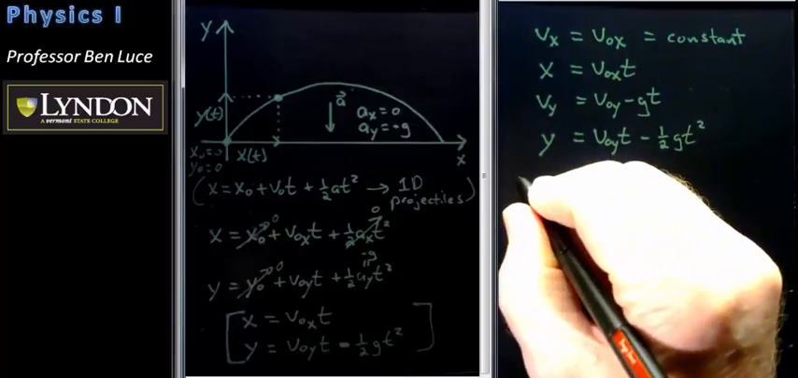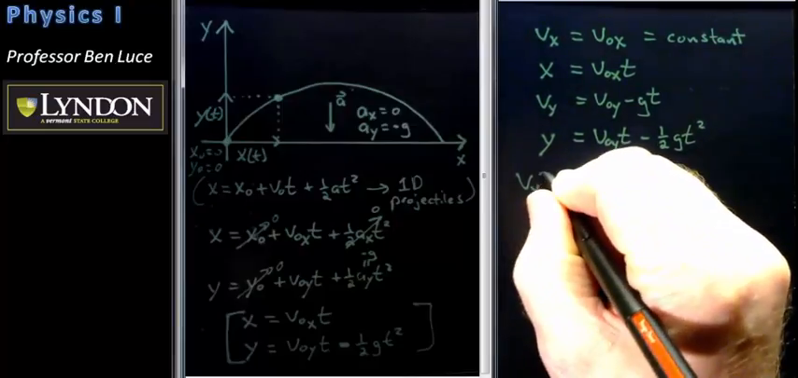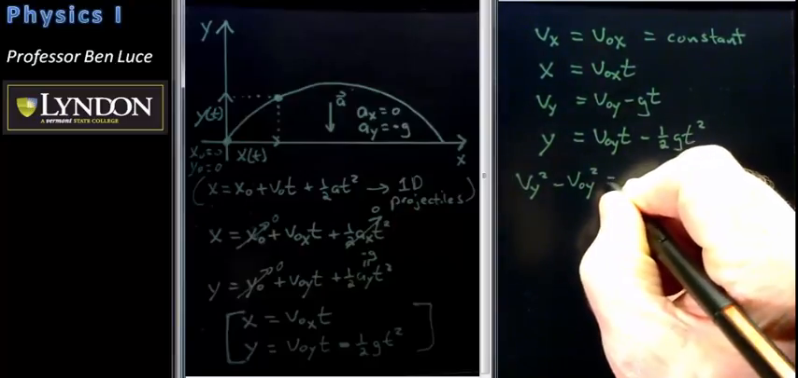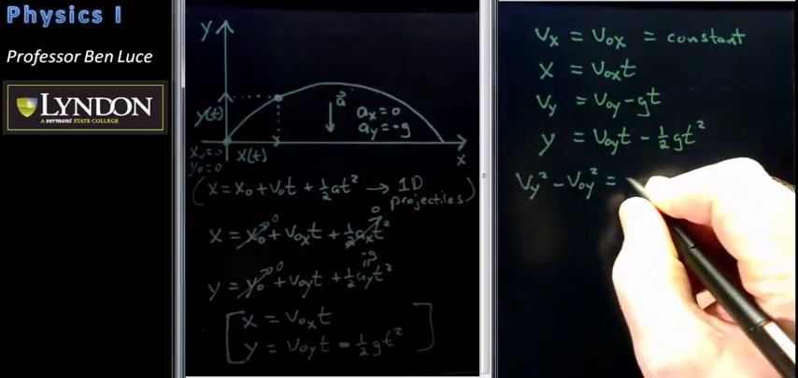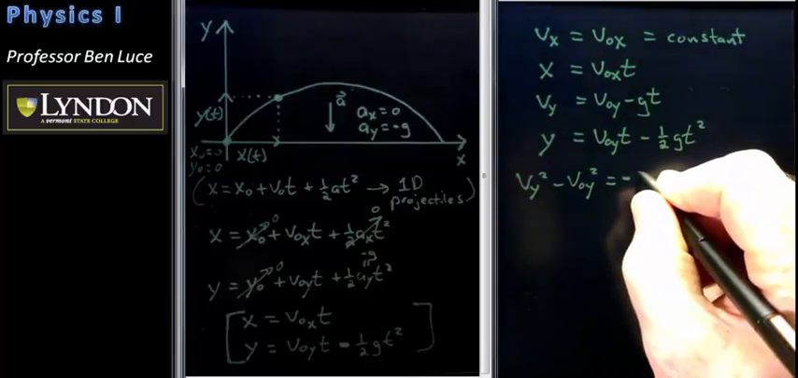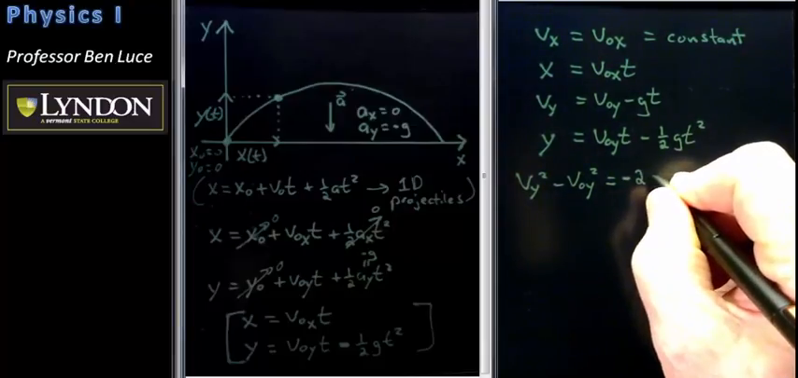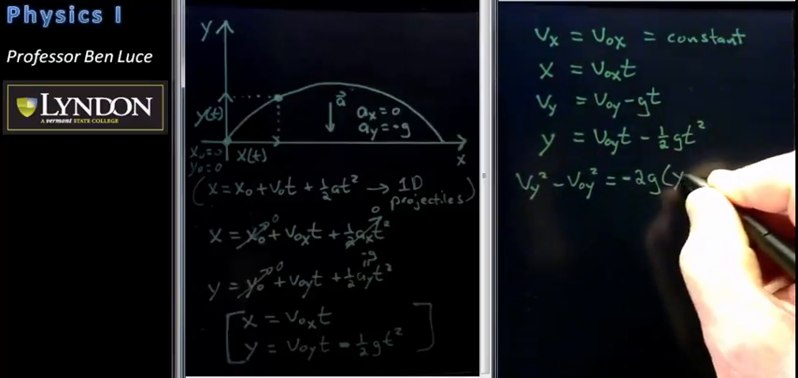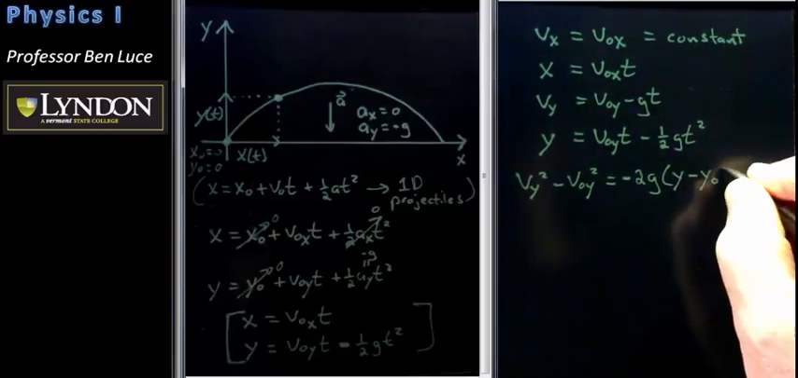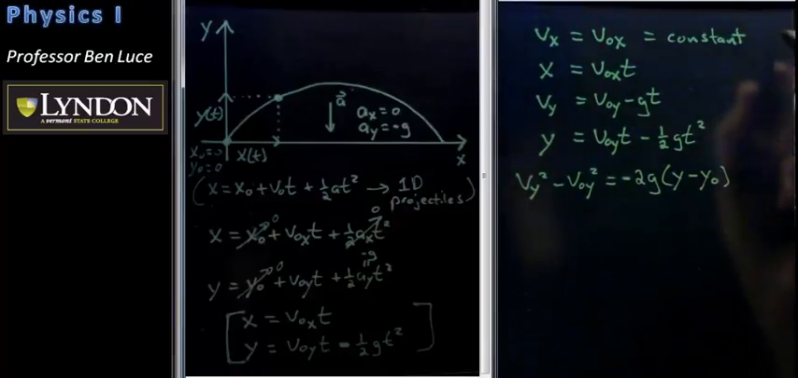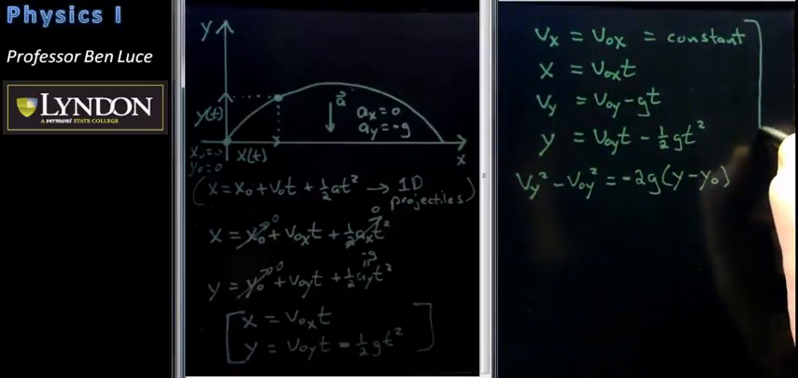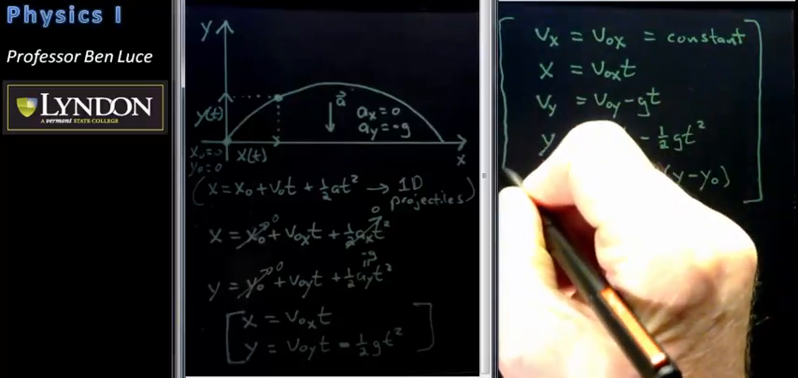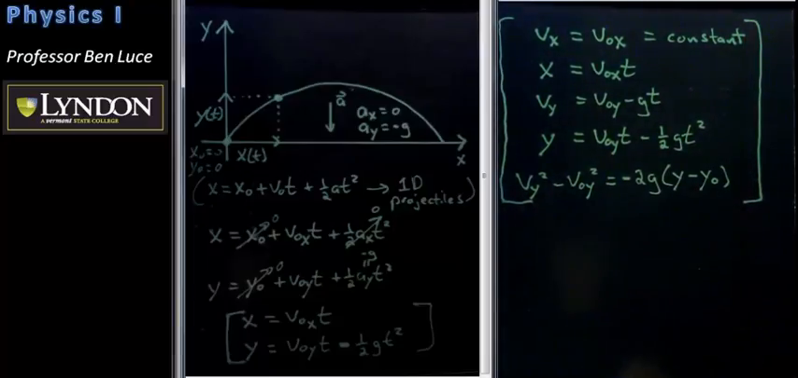And that comes out to be v y squared minus v naught y squared equals 2 times the acceleration, and in this case that's minus 2g, and then times the displacement in y. All right, and that gives us a complete set of equations for solving this particular 2D projectile problem.